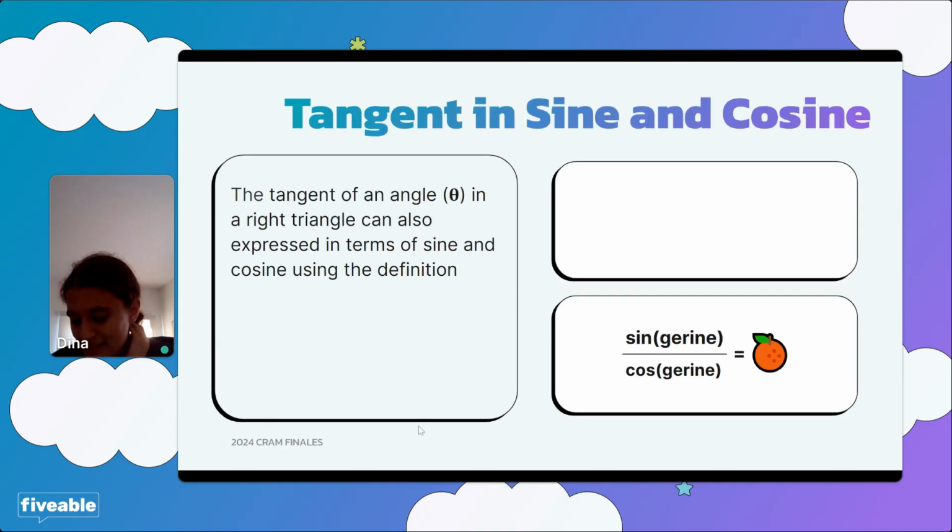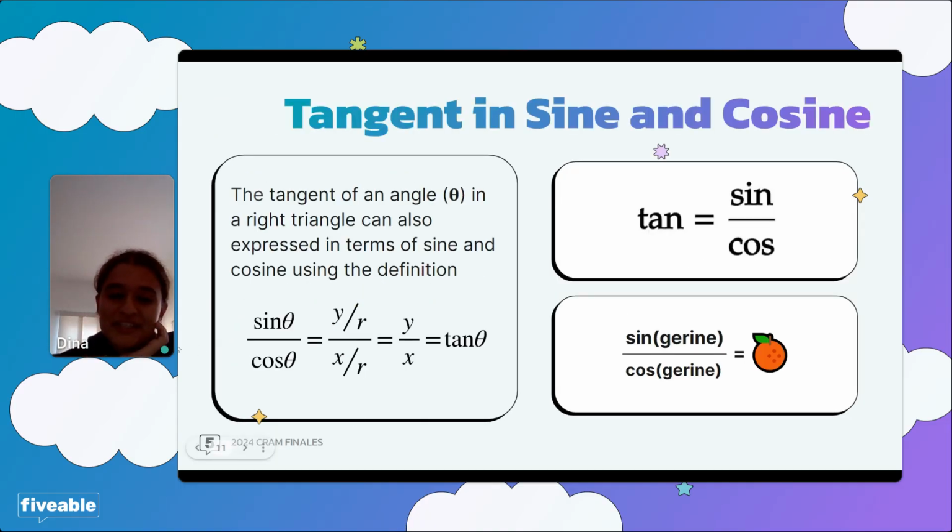So on the next slide, we can see a little bit more about tangent. Basically, the tangent of an angle in a right triangle, I forgot to mention that in the last slide, these are very specifically for right triangles. And for this right triangle, tangent can be expressed in terms of sine and cosine as well.